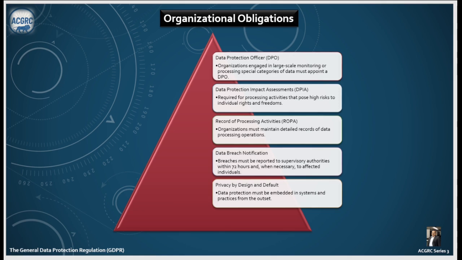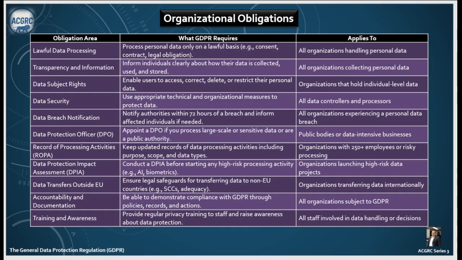Let's now look at a summary. The obligation area: lawful data processing. What does GDPR require? Process personal data only on a lawful basis: consent, contract, legal obligations. It applies to all organizations handling personal data.